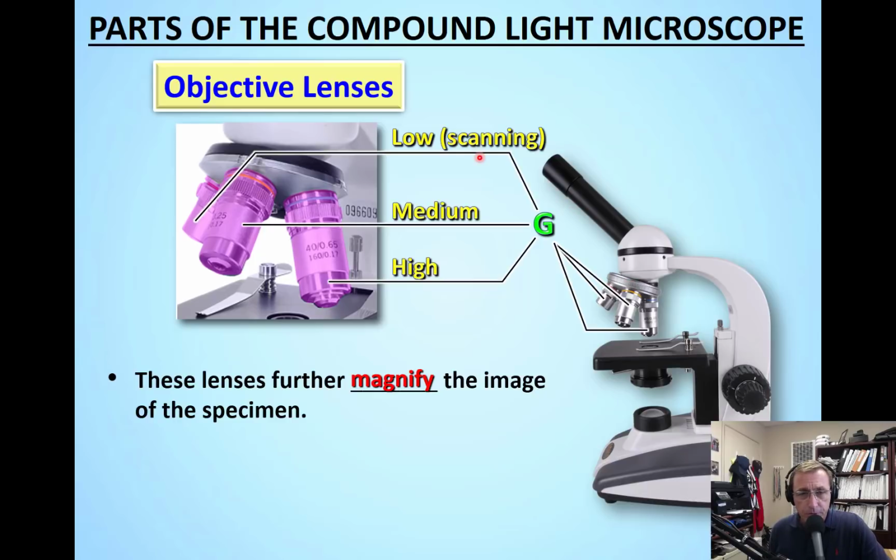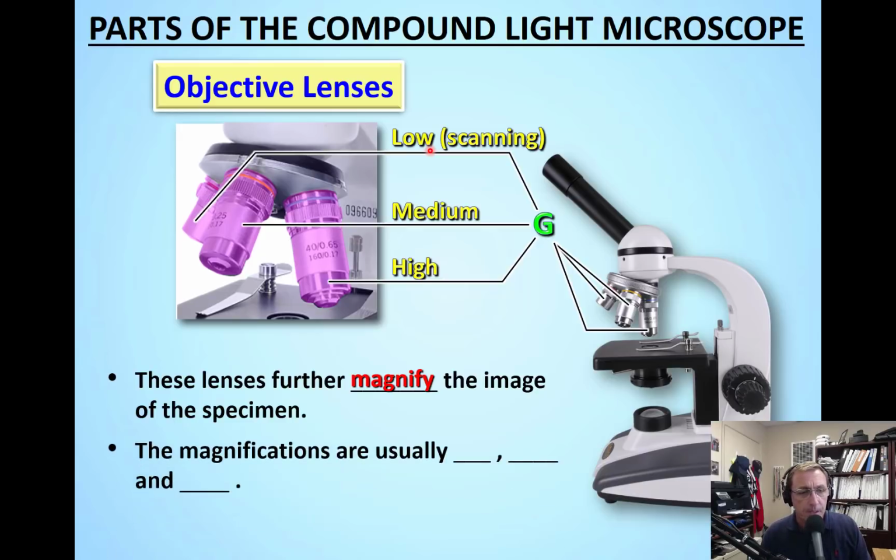magnification. They have the word scanning here with the low one because that's what you should always start on when you're looking at a specimen, to get the image centered and get focus as best you can with that minimal magnification. So it's called scanning because you're just trying to get your slide specimen located appropriately, and then you can move on to those other magnifications to try to get a better look at what you're looking at. The magnifications are usually numbers, and we go 4x, 10x, and 40x.